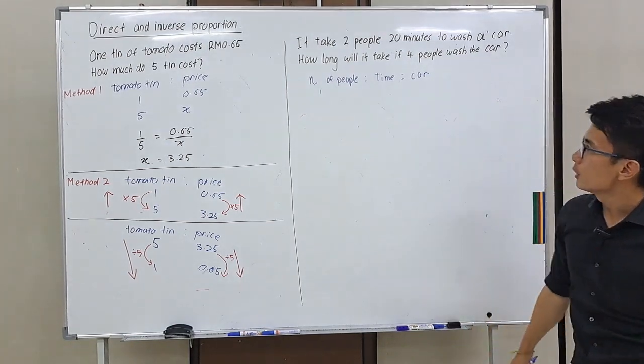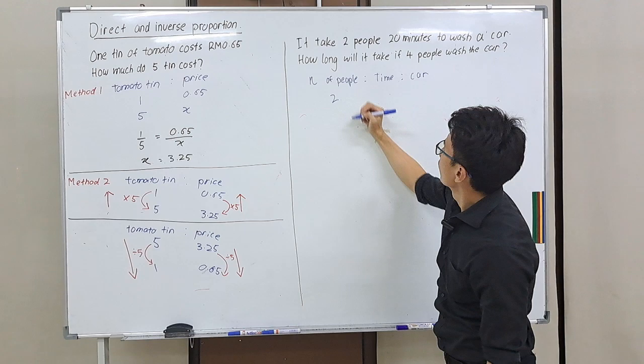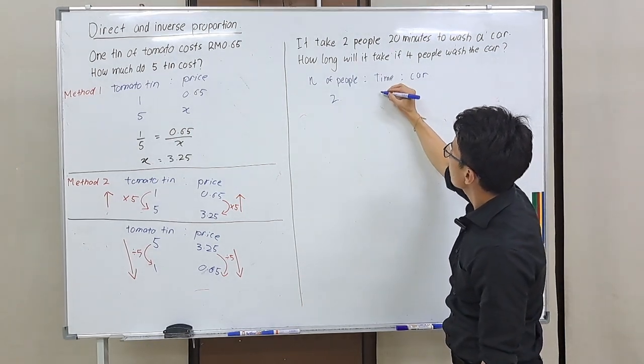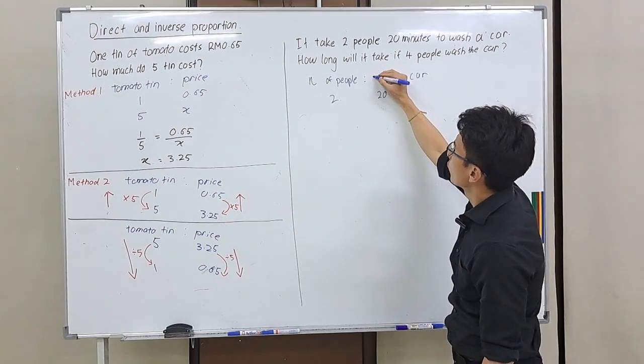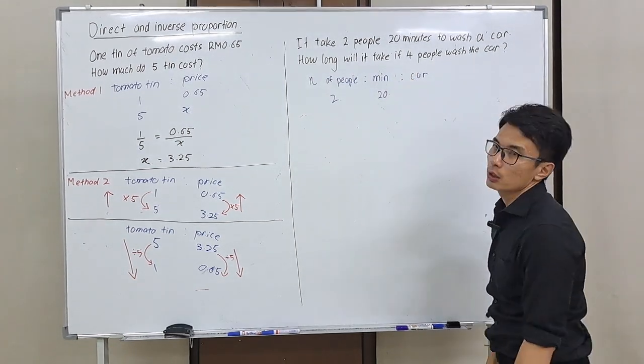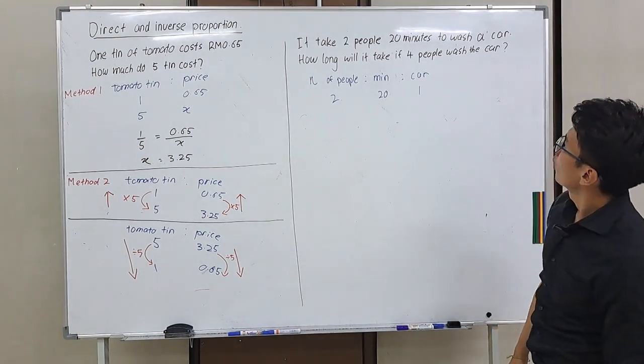Now let's fill in all this information. I have two people, and that will give me 20 minutes. Now I will change this to minutes so that it's more obvious. That's 20 minutes, and I will be washing one car.